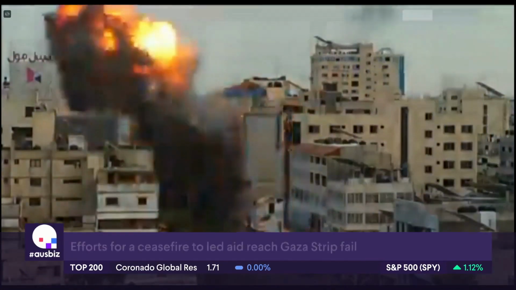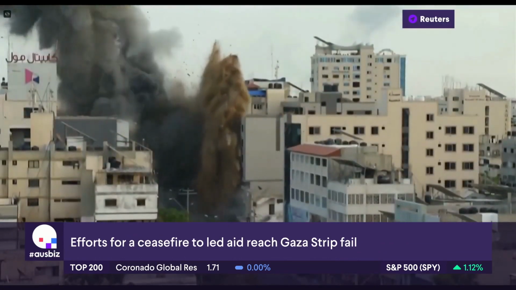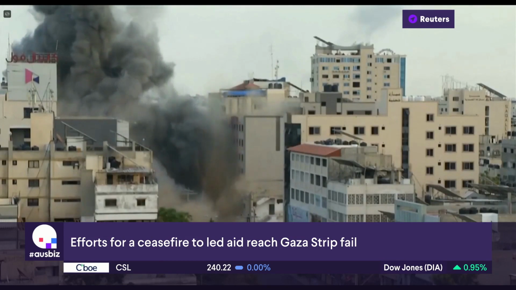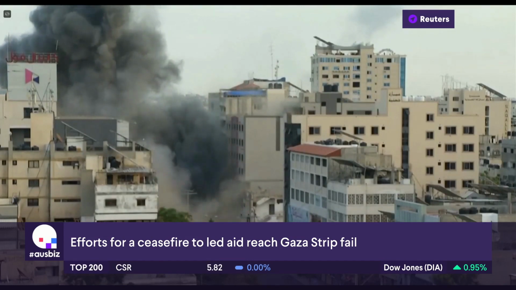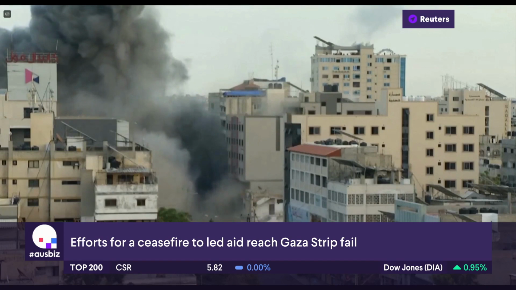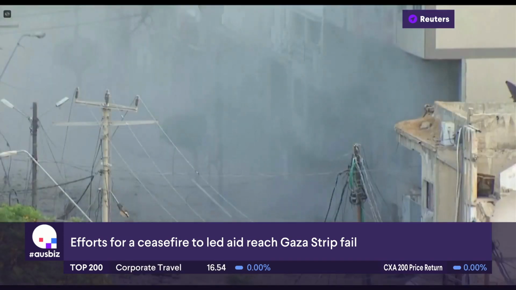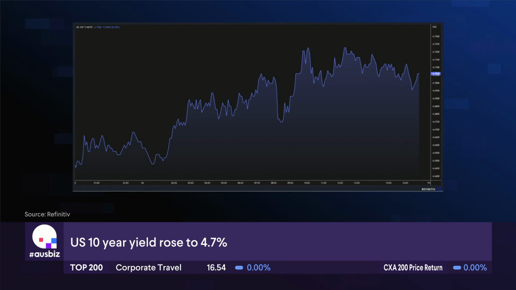Well, US Treasury yields have moved higher as investors in the market consider ballooning US government debt issuance and rising geopolitical risks. Diplomatic efforts to arrange a ceasefire to let aid reach the besieged Gaza Strip failed overnight. Meanwhile, Israel has ordered the evacuation of communities near its border with Lebanon, prompting fears the war could spread to a new front. The yield on the 10-year Treasury note rose to 4.7%, while the 2-year was up to 5.09%.